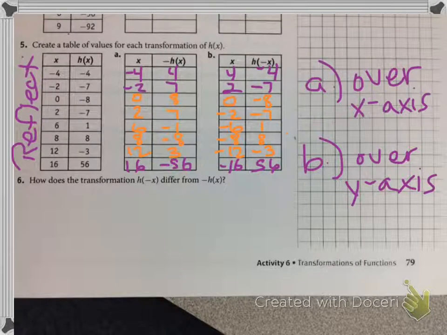Okay, so here are the tables, so check your answers to make sure that you changed everything correctly. On the answer to number 6, I thought of 3 different ways we could describe it. One way is that they reflect over different axes. Another is that one is a horizontal reflection versus a vertical reflection. And another way you could say is that you change the x values versus you change the y values.